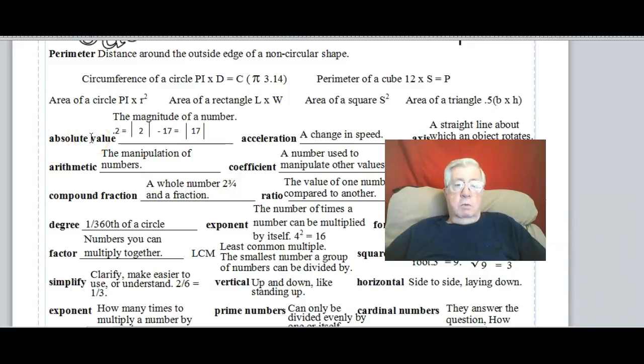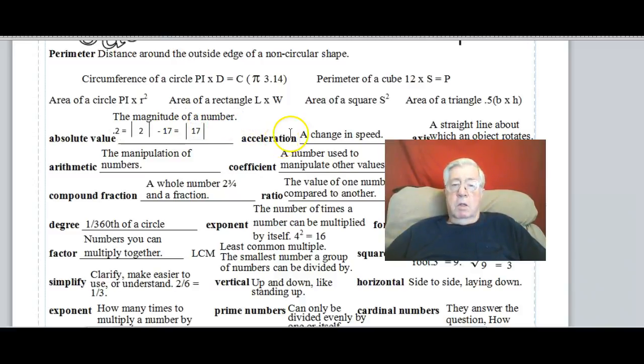Absolute value. You put 2 lines like this here to show that you're talking about absolute value. 2 has an absolute value of 2. Negative 17 has an absolute value of 17.